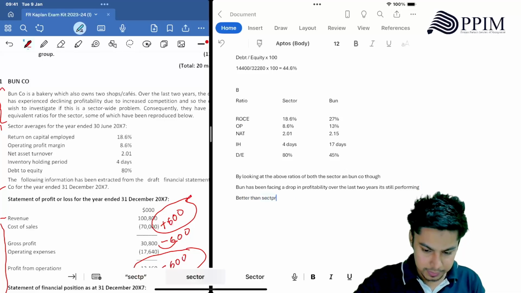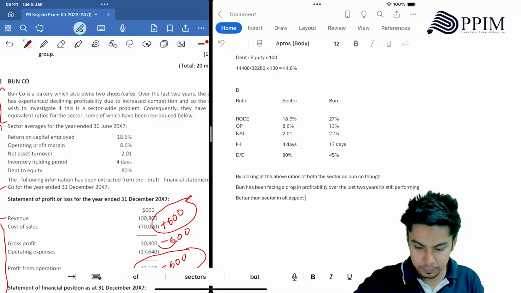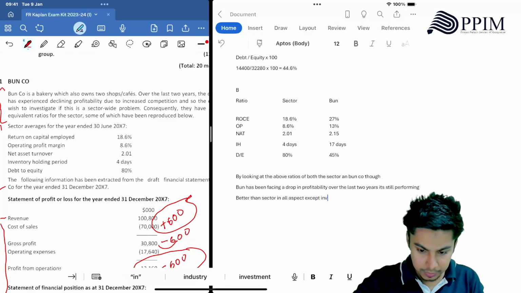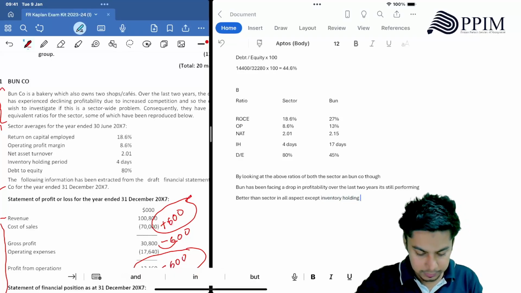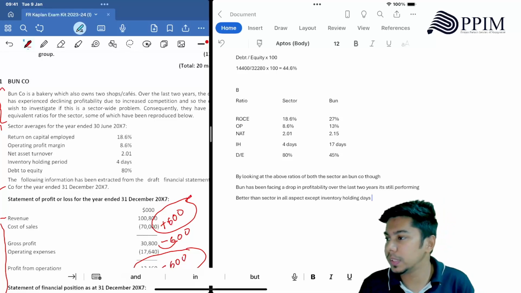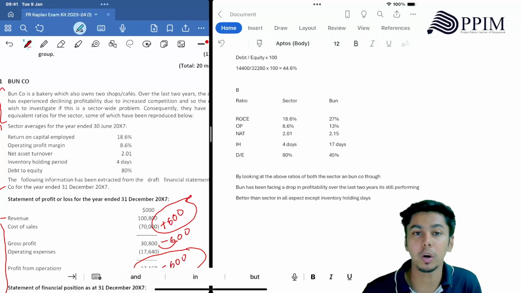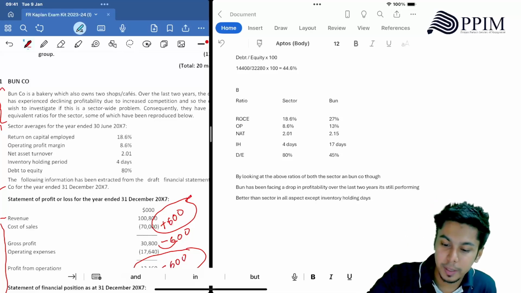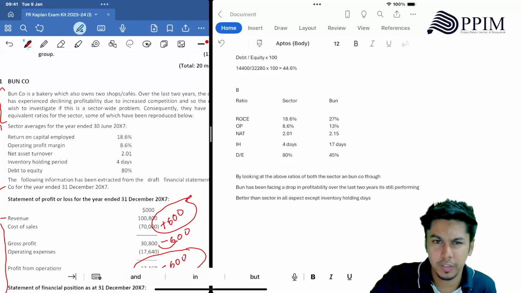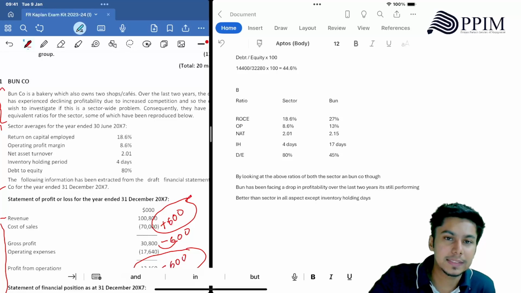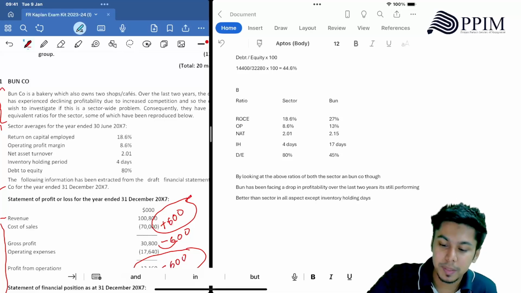better than the sector in all aspects except inventory holding days. So guys, that's the only ratio where we are bad when compared to the sector. The rest we are all good or on par. Now see guys, ROCE we are better, operating we are better, net asset we are equal. Inventory holding is the biggest problem because we are taking 17 days to sell away inventory while the other is taking only 4 days. Now, some people might be confused.